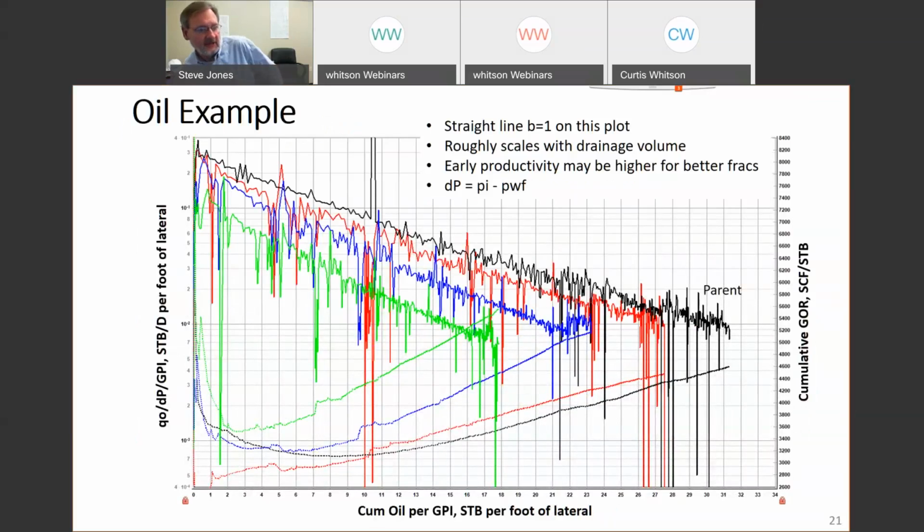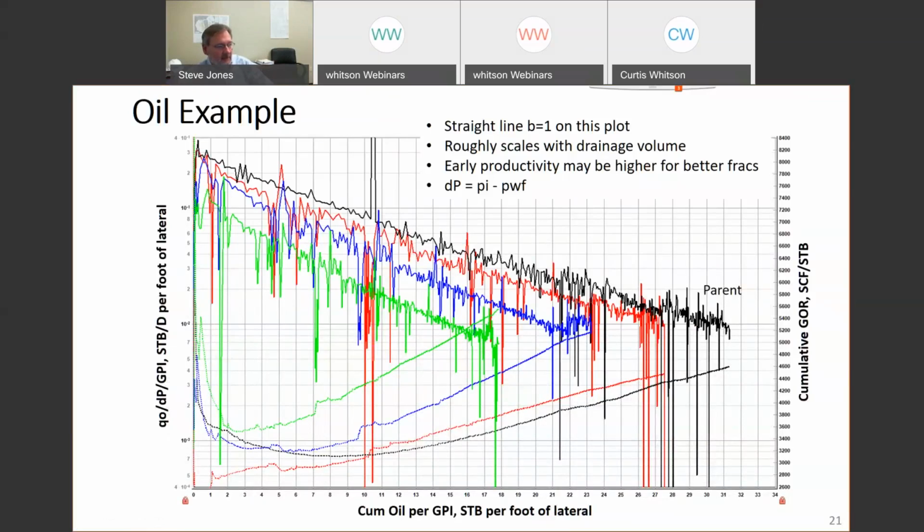So here's a field case where I'm showing 4 wells, same type of plot we've been looking at. I've added a little wrinkle here where I'm plotting not only pressure normalized rate, which is oil rate divided by delta P, but I'm also dividing that by the lateral length, the gross perforated interval.